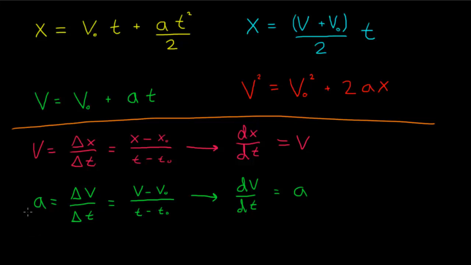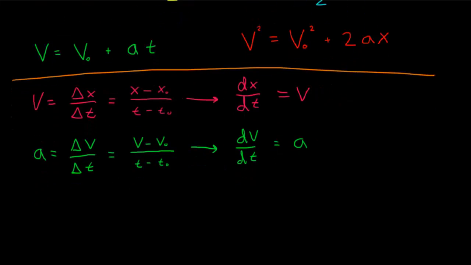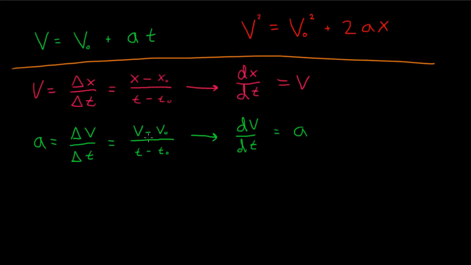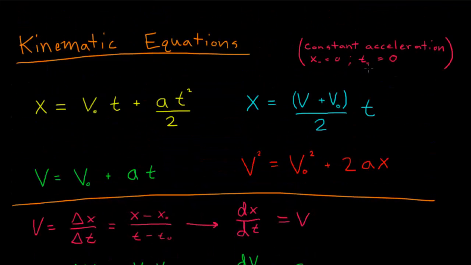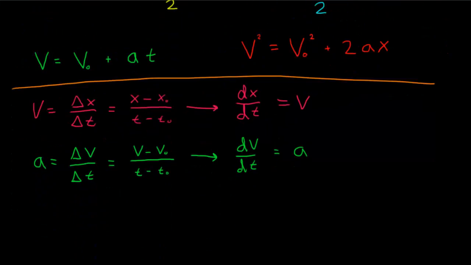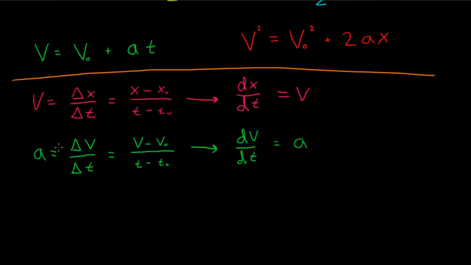Well, first of all, I've written this definition of acceleration in green for a reason, and that's because this kinematic equation here that's also written in green is actually just the definition of acceleration. So if we take this and we rearrange it, and we've defined our coordinate system so that the initial time is 0, so this is 0, we get, I'll just rewrite it, a equals v minus v naught divided by t. This is the initial velocity.